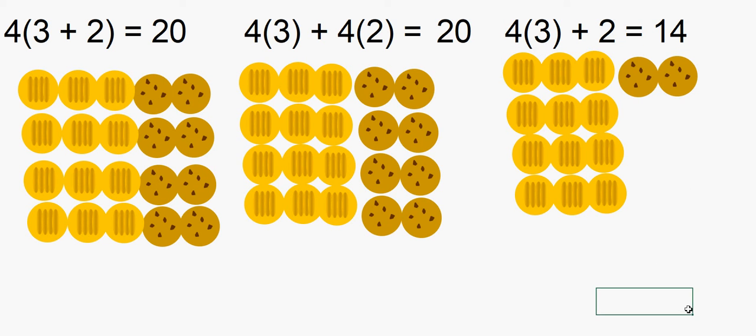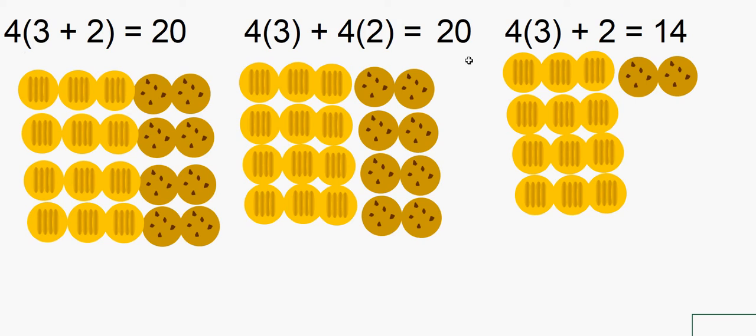The big idea here is that there are 2 ways to get the 20. So the 4 times 3 plus 2 equals 20. 4 times 3 plus the 4 times 2 equals 20.